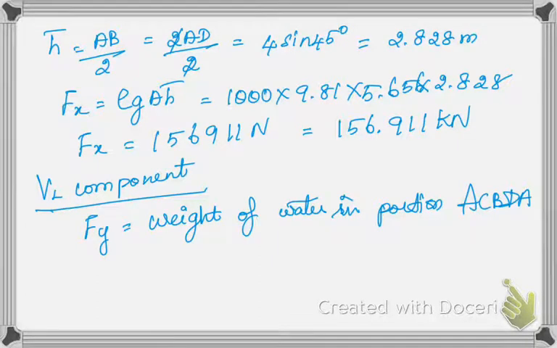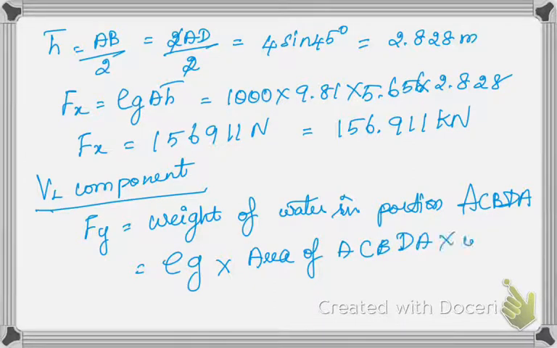Okay, so as usual, you know what the weight formula is. So I am writing here, which is nothing but rho g into area of ACBDA into width of gate. We have seen this formula in the previous video itself, how it comes, so I am writing it directly. So Fy is nothing but rho g into area of ACBDA into width of gate.